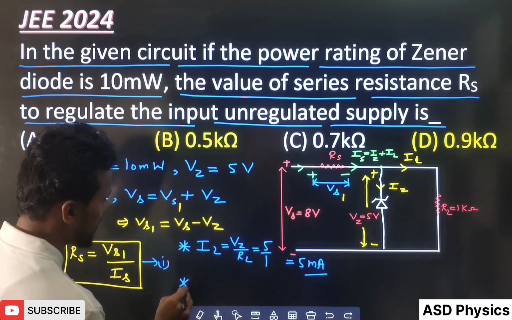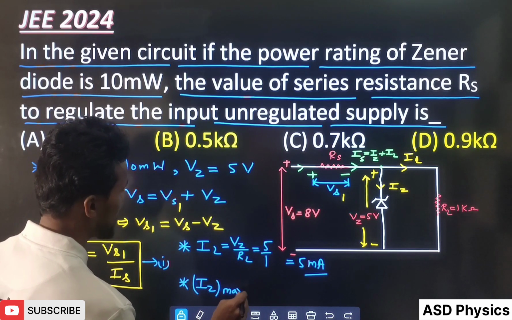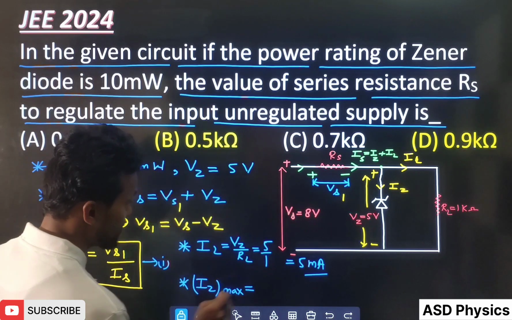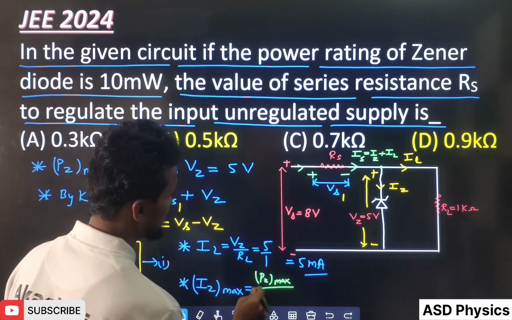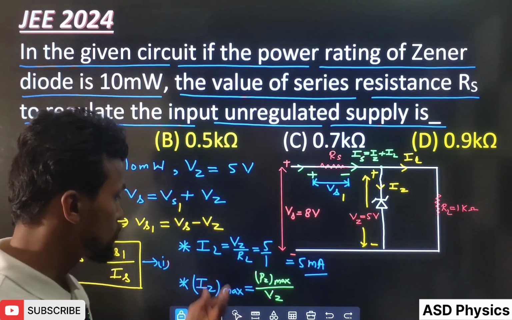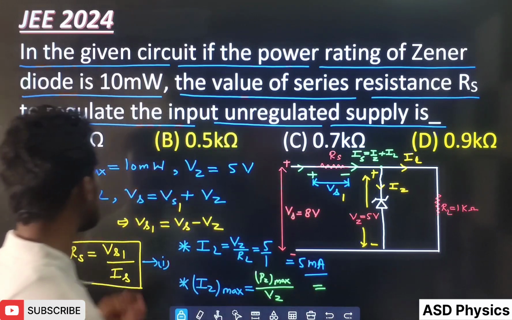After that, if I write IZ max, see here, how much will IZ max be? IZ max is given by PZ max by Vz, because we know P equals VI, so I equals P by V. So when I solve this, how much is PZ max given here?